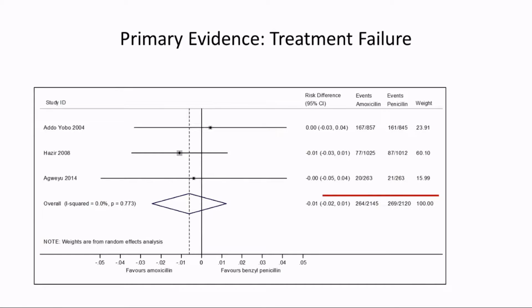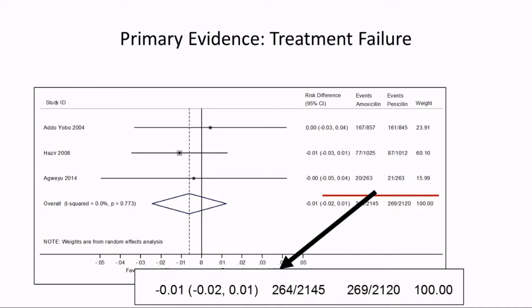So updating the data from the previous clinical trials, which I showed earlier, with our own data, this slide reports the pooled results from clinical trials looking at treatment failure for children with severe pneumonia. And you can see there that there's essentially no difference between oral amoxicillin and injectable penicillin, including data from over 4,000 patients.